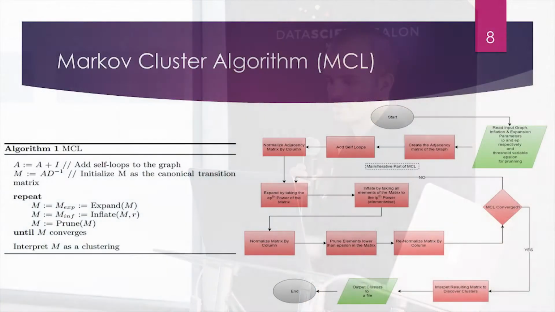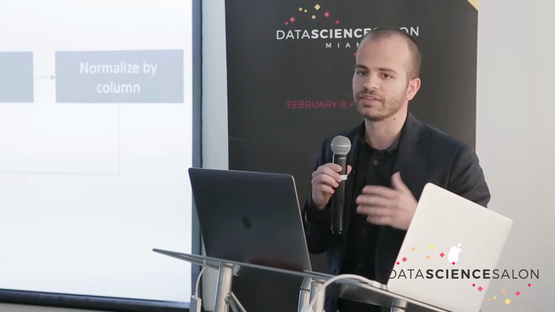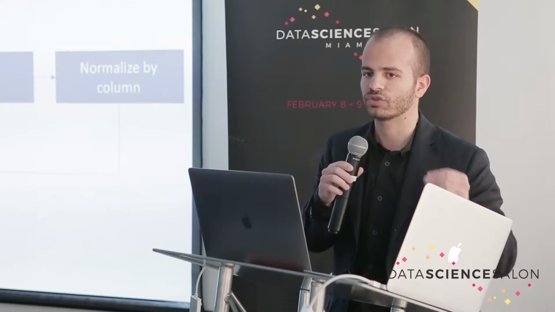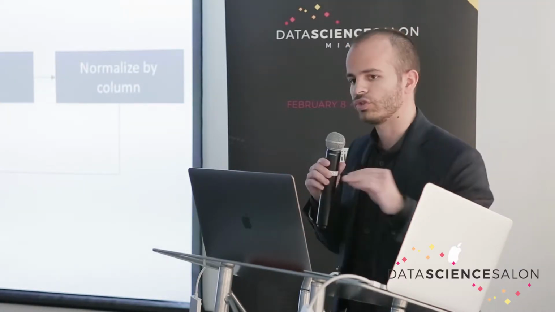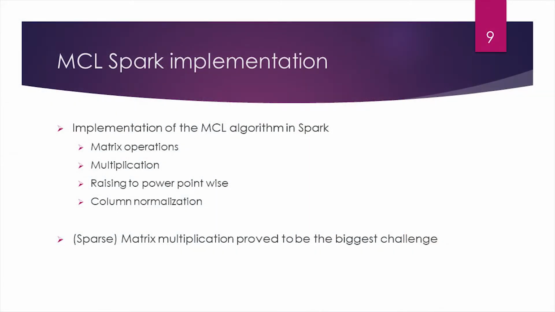This process can be modeled by a simple flow chart, where given a graph, we add some self-loops, like the probability of a node returning to itself. We normalize by the column, and then we do an expansion and an inflation, followed by normalization, pruning, and normalization. And we keep doing that until the matrix converges. Converges means that it does not change anymore. Then, by looking at the converged matrix, we can extract the clusters, and the clusters will form solid lines on that matrix.